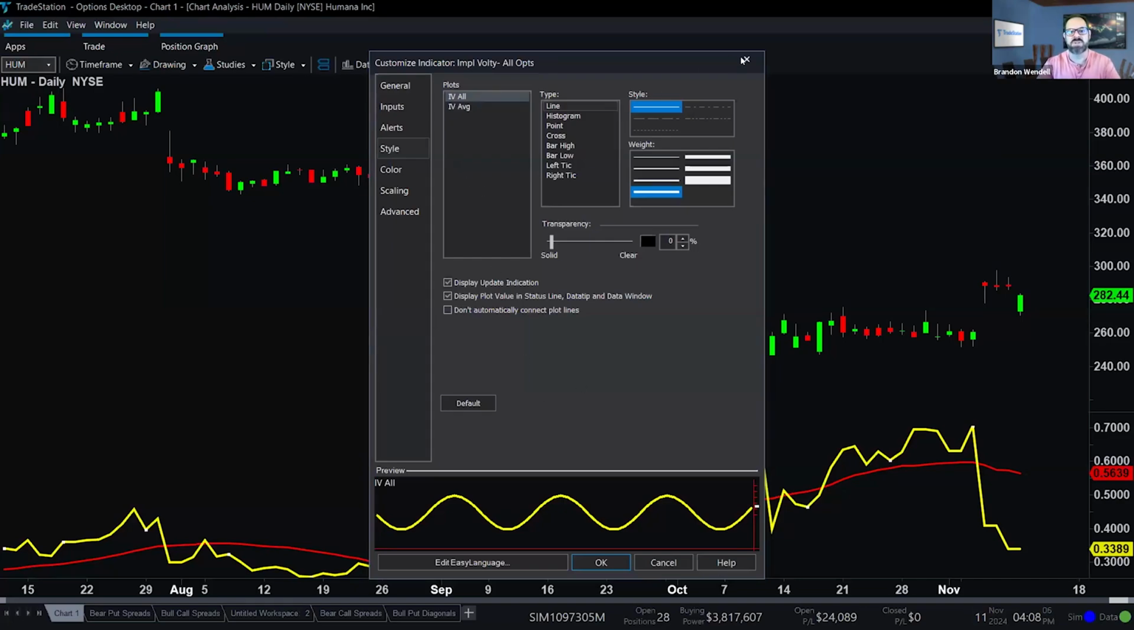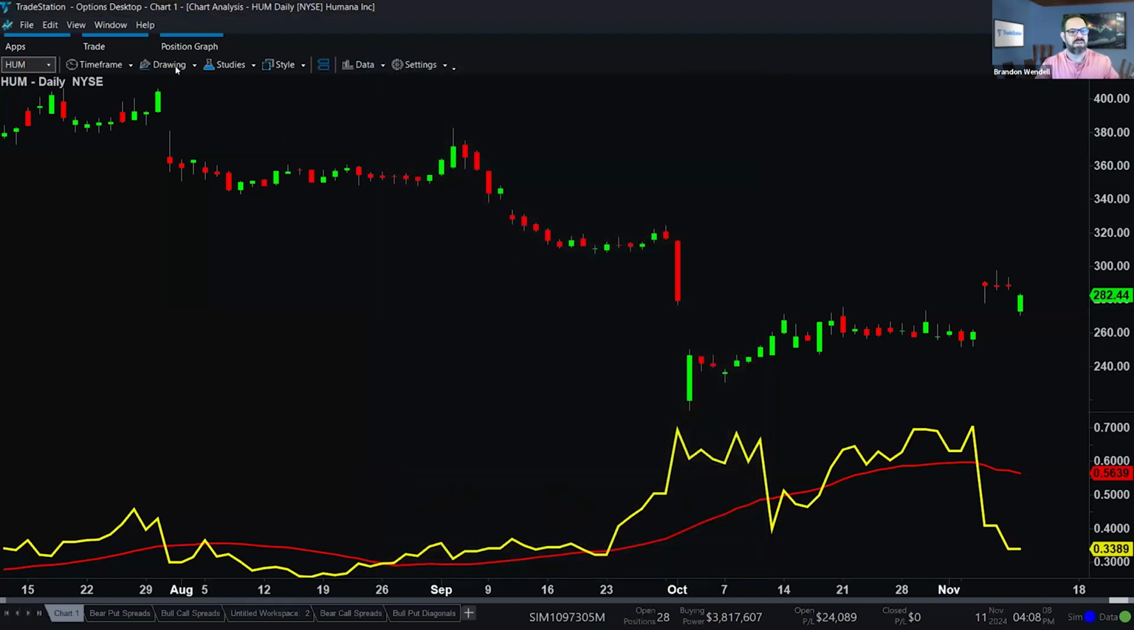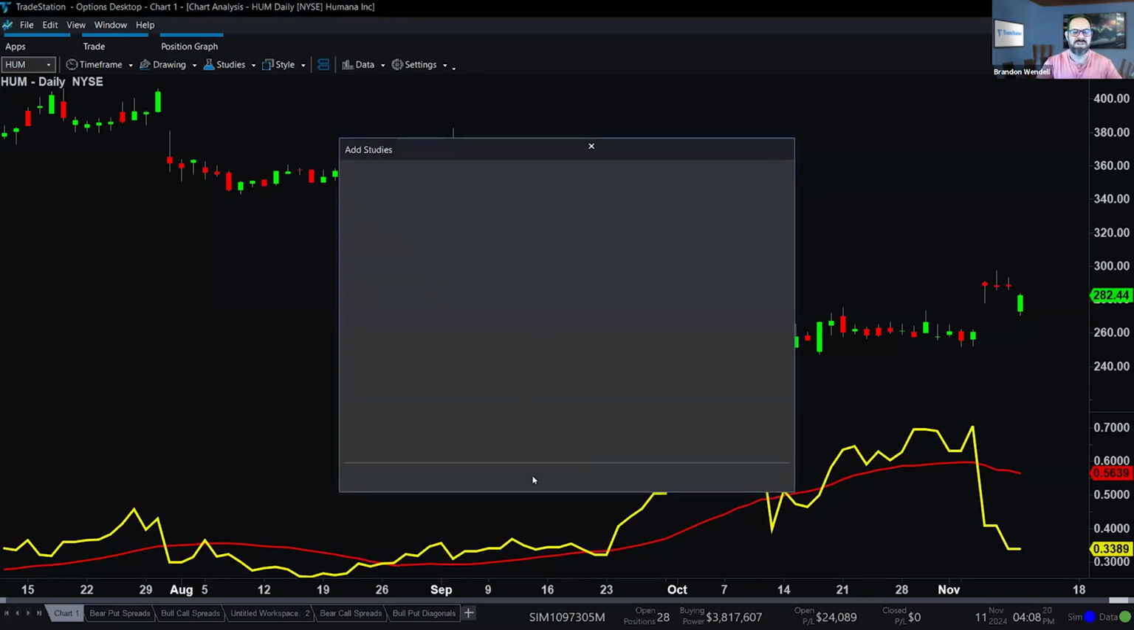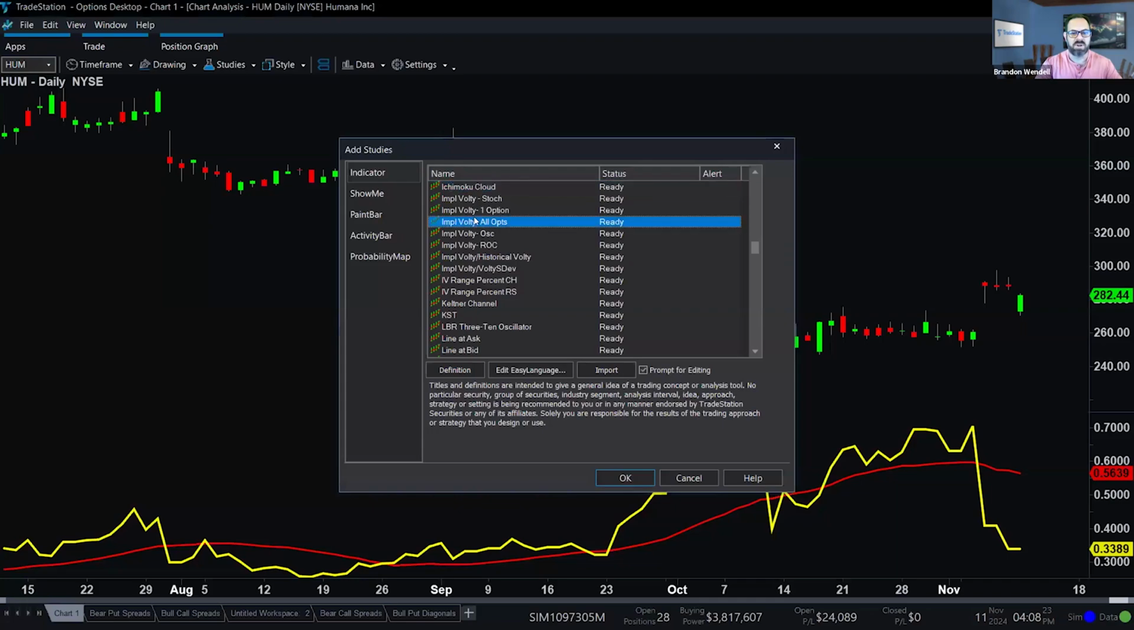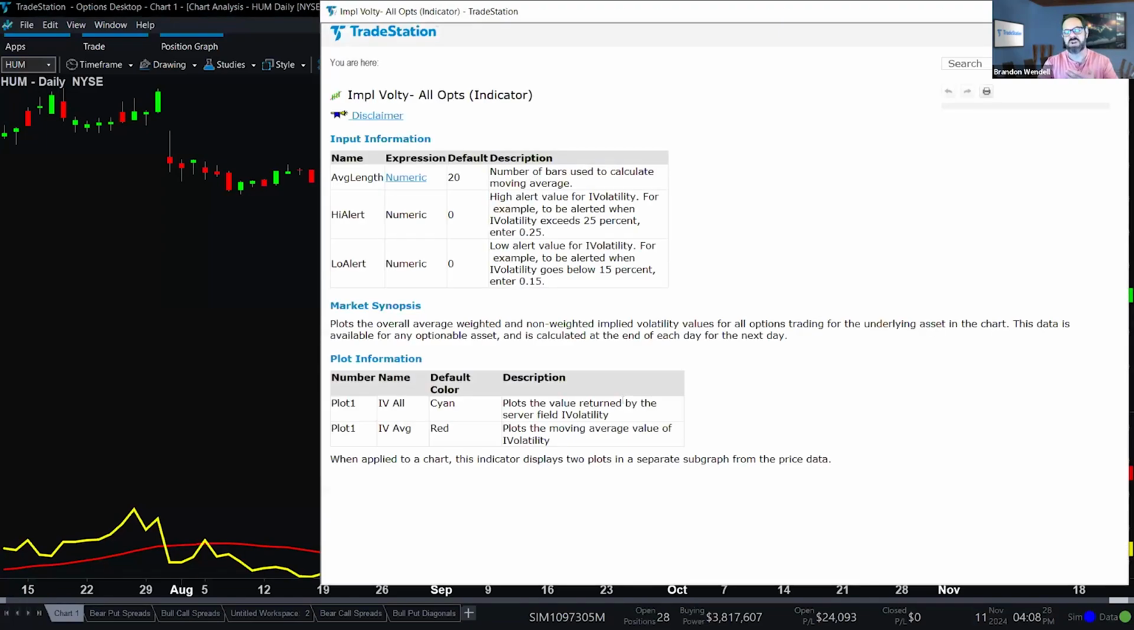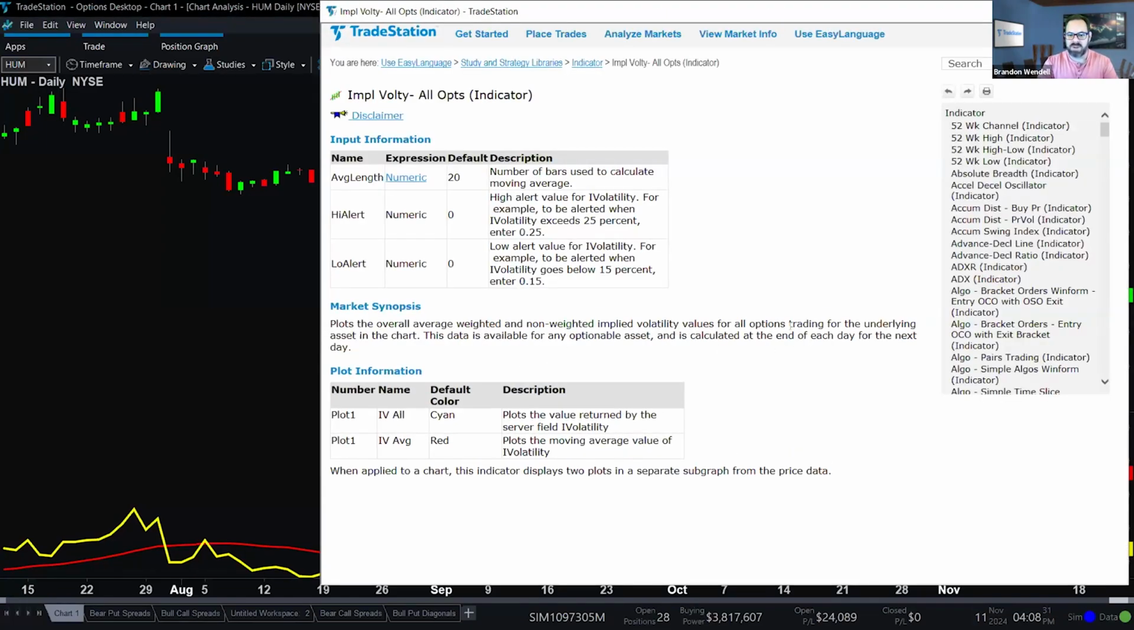Actually, what you can do if you're not sure exactly what it is, you go to studies. This is a really cool thing too on TradeStation. So if I go to add studies, and it should open it up. Computer's running a little slow. There we go. And implied volatility, all options. If you click on definition, you'll see the definitions of exactly what it is it's measuring, what it's showing you. And you can see implied volatility for all options trading for the underlying asset in the chart. So it's pretty much the overall, and it's weighted and non-weighted implied volatility. It's calculated every day for the end of the day, and it doesn't change.